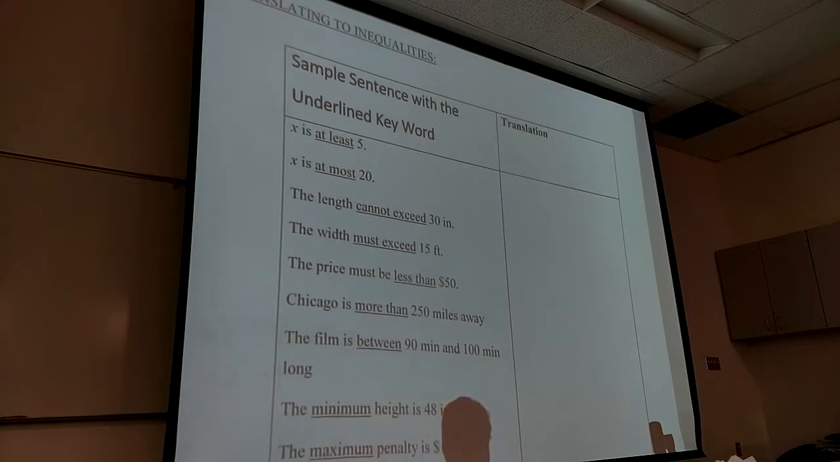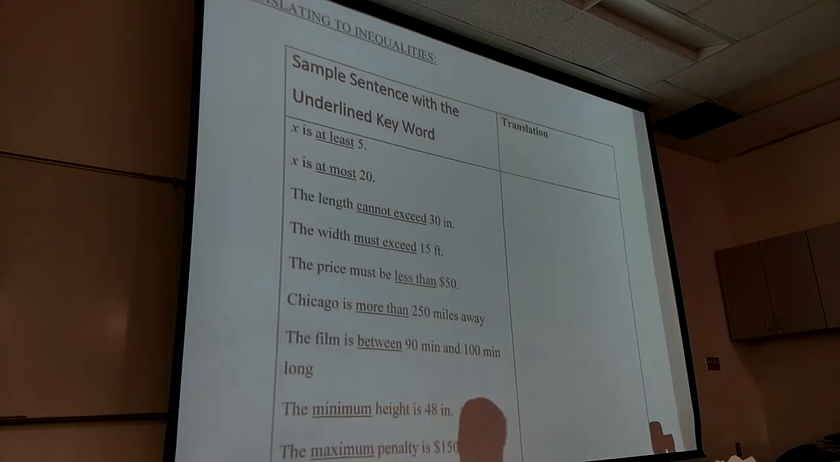So if you have to be at least 40 inches, that means you have to be 40 inches or above, or more, exactly. So it's greater than or equal to. So "at least" is greater than or equal to.